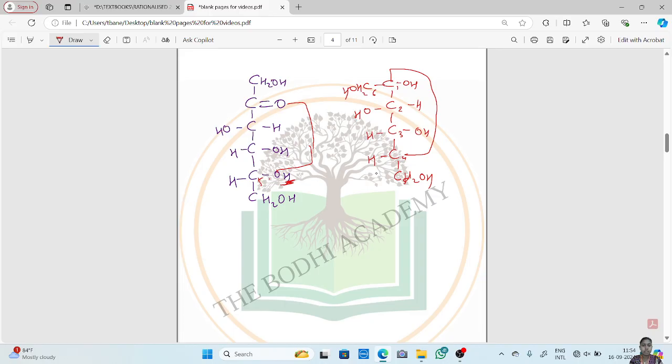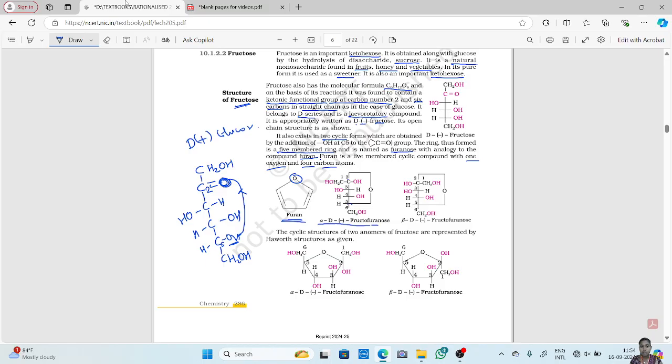Now here also you can see the same thing that I have drawn, right? The first carbon has come down. So here also you will have an alpha and a beta structure, because alpha means the OH will be on the right hand side, beta means the OH will be on the left hand side. Now these are the cyclic structures of fructose, or the 2 anomers of fructose.